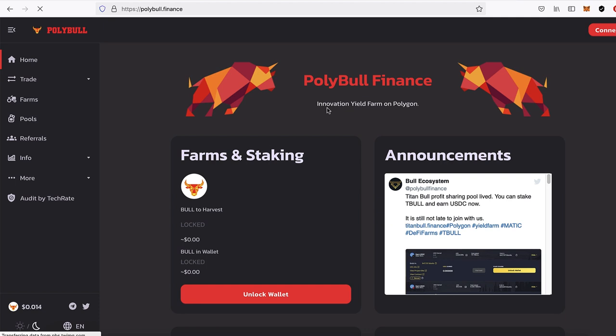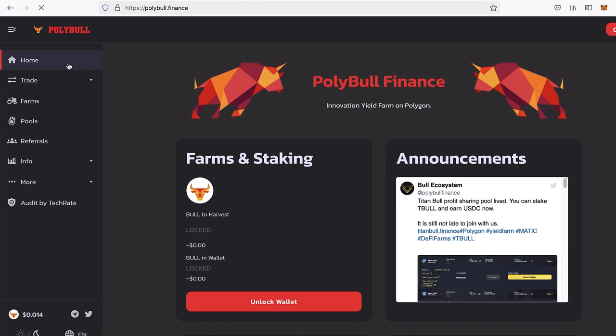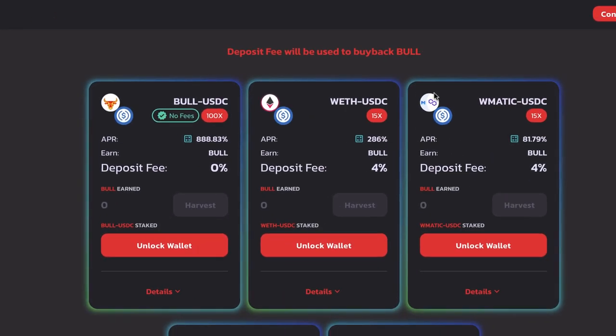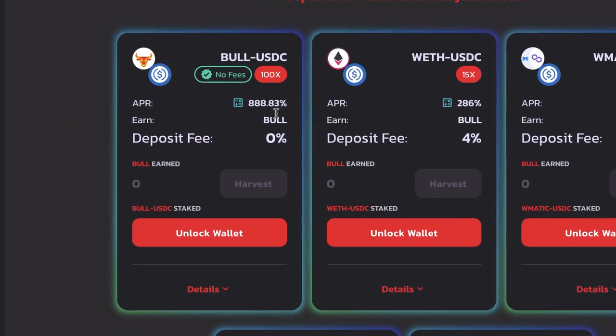Here's polybull.finance. This is on the Polygon chain. It's a different blockchain. I've never seen this, I know nothing about this site. It's not an endorsement or criticism of this site. Literally, I'm just looking at it. But I want to show you something about APYs and problems that I've encountered with them. So over here is the homepage. Let's go over to the farms here. And instantly, we see 888.83%.